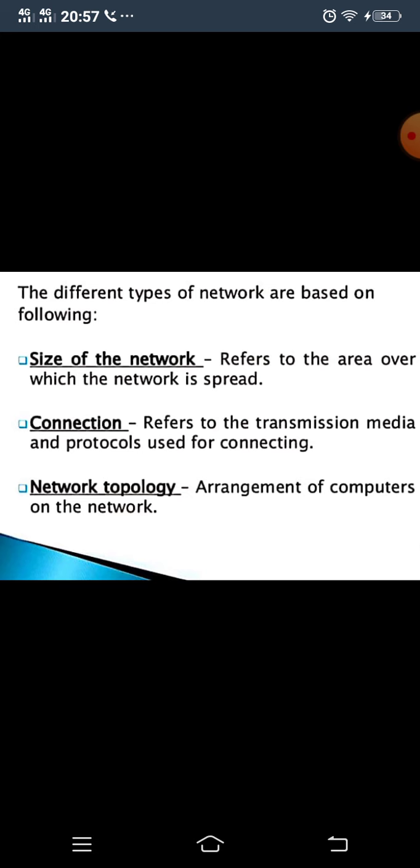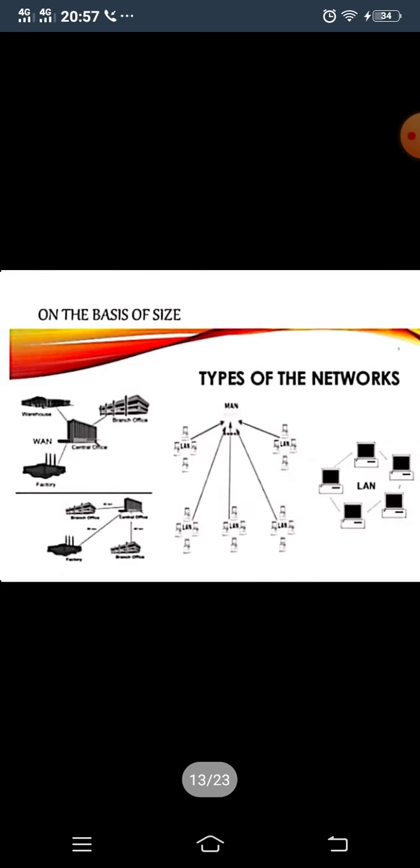Number three is network topology. It means the arrangement of computers on the network. How the computers are arranged. It means how we have connected the computers and how we have arranged them.